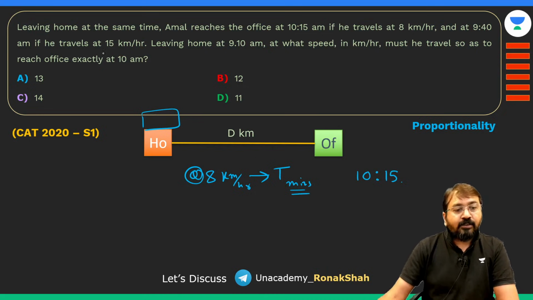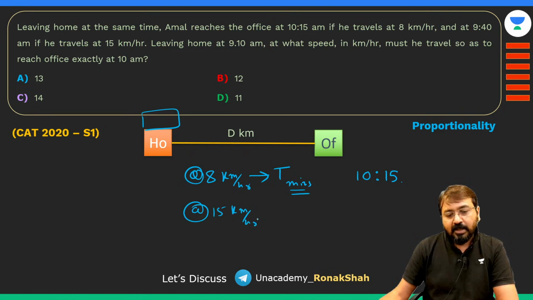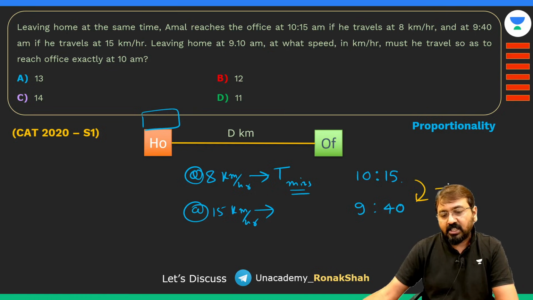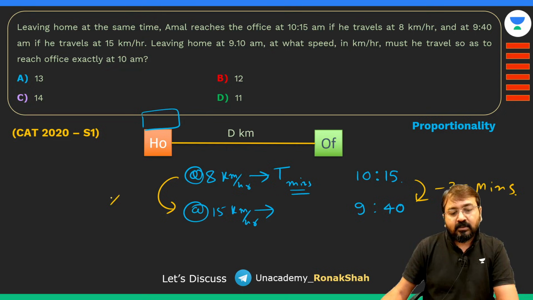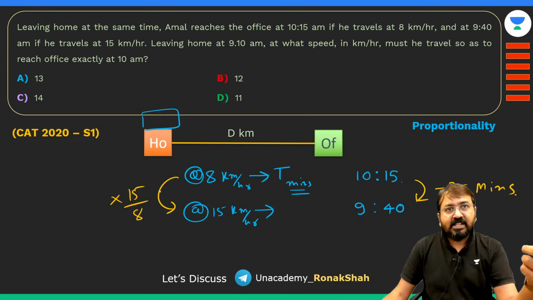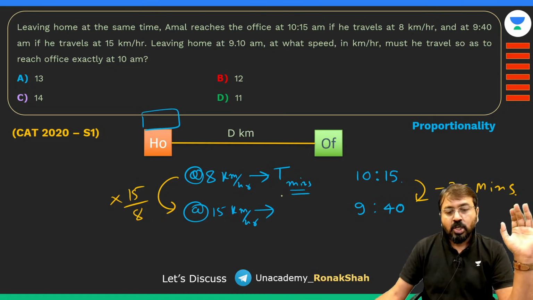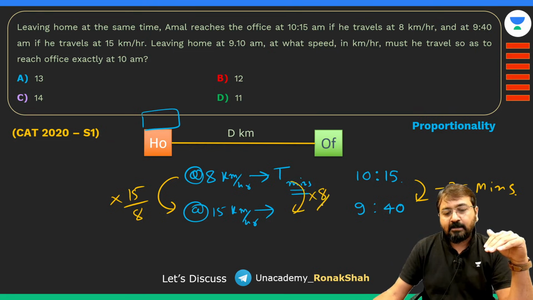And at 9:40, if he travels at 15 km per hour, so if he travels this distance at 15 km per hour, the distance remains the same over here, then he reaches at 9:40. That means we can easily make out he's saving 35 minutes over here, right? By increasing his speed by 15 by 8, his speed has become 15 by 8 times the previous speed, so his time has gone down by 35 minutes. So can I say if speed has become 15 by 8 times, time should become 8 by 15 times.